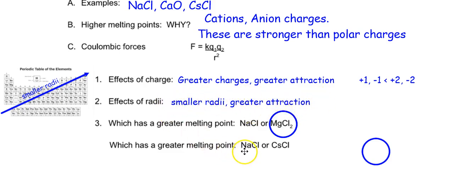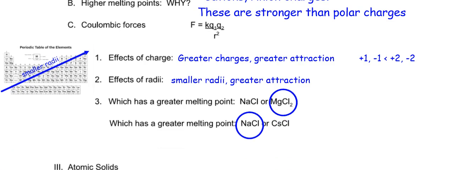So which is smaller, sodium at 3s1, 3 shells, or cesium at 6 shells? So which one's smaller? It is sodium. So it will have a higher melting point than cesium chloride, okay? And we will practice this, don't worry.